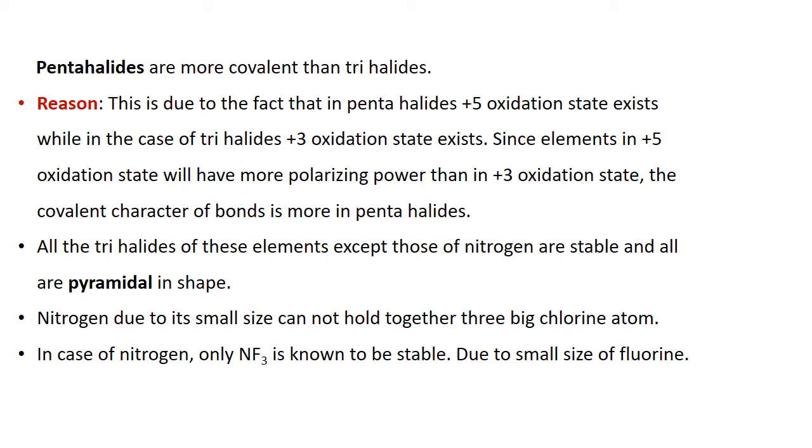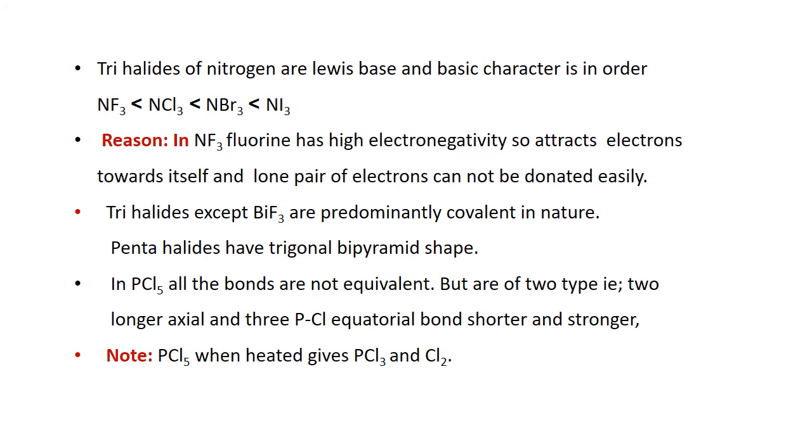All the trihalides of the elements except nitrogen are stable and pyramidal in shape. Nitrogen, due to its small size, cannot hold together big halogen atoms. In the case of nitrogen, only NF3 is stable, and it is due to the small size of nitrogen and high electronegativity of fluorine.